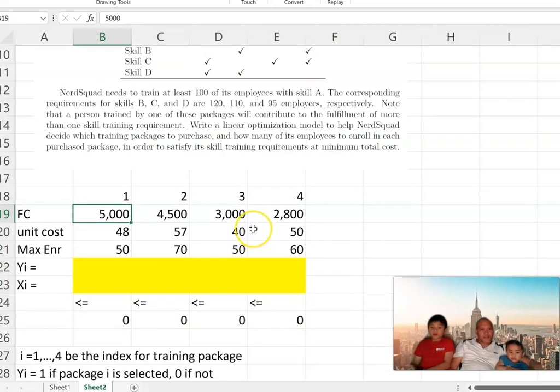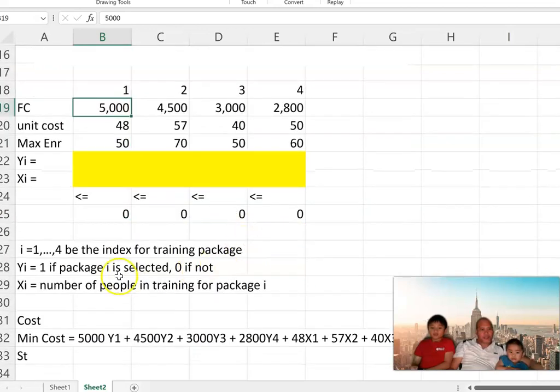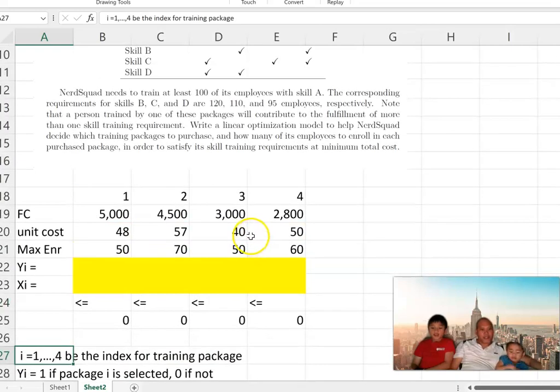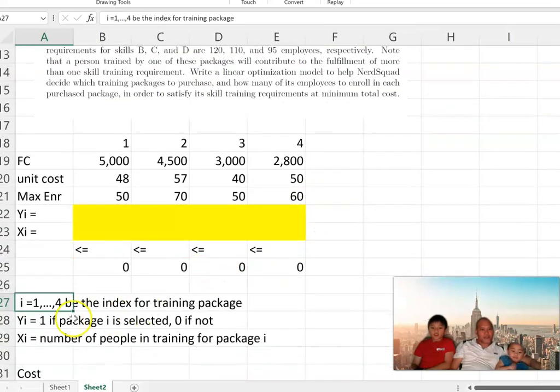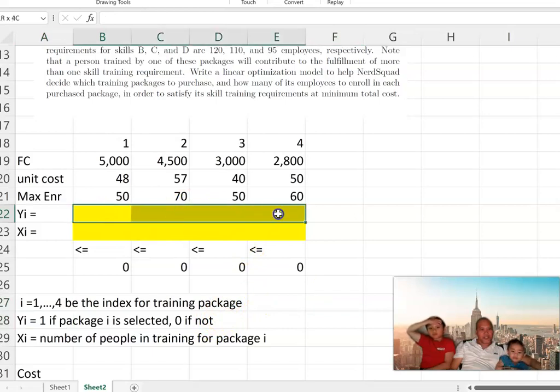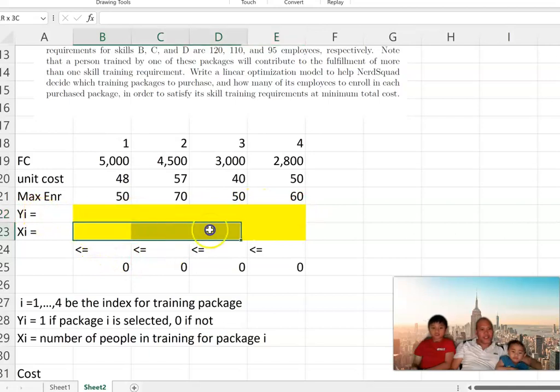The first thing that we have to develop is an index. We let i be the index for the training packages, so i will be 1, 2, 3, 4. So yi will be 1 if package i is selected, 0 if not. So this is y1, y2, y3, y4. So yi is binary, it's 0 or 1.